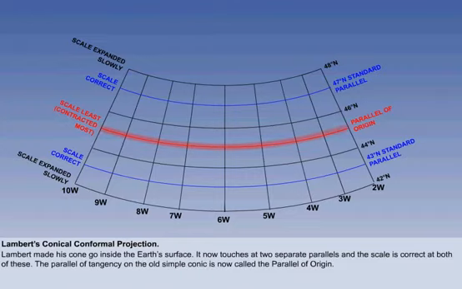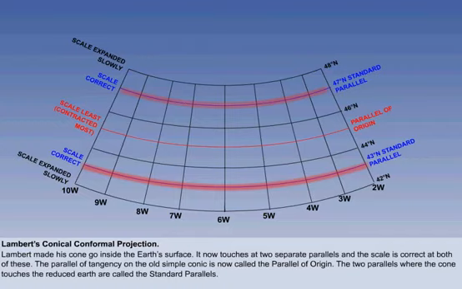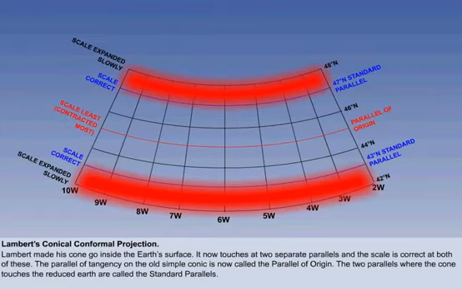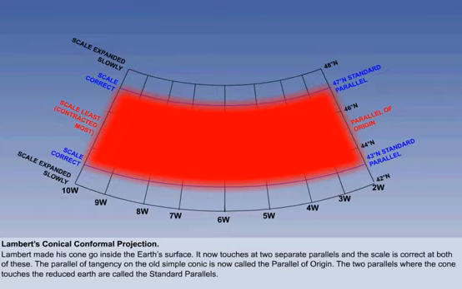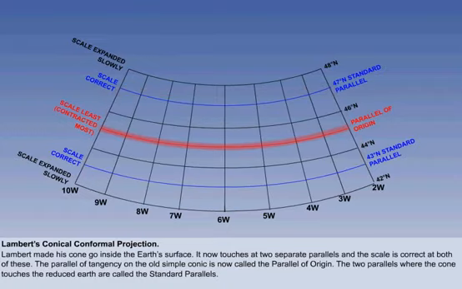The parallel of tangency on the old simple conic is now called the parallel of origin. And the two parallels where the cone touches the reduced earth are called the standard parallels. Note that, as we said earlier, the scale is correct at the standard parallels. In this area, it is expanding away from them, and in this area, it is contracting. The scale becomes least, or if you prefer, is most contracted, at the parallel of origin.